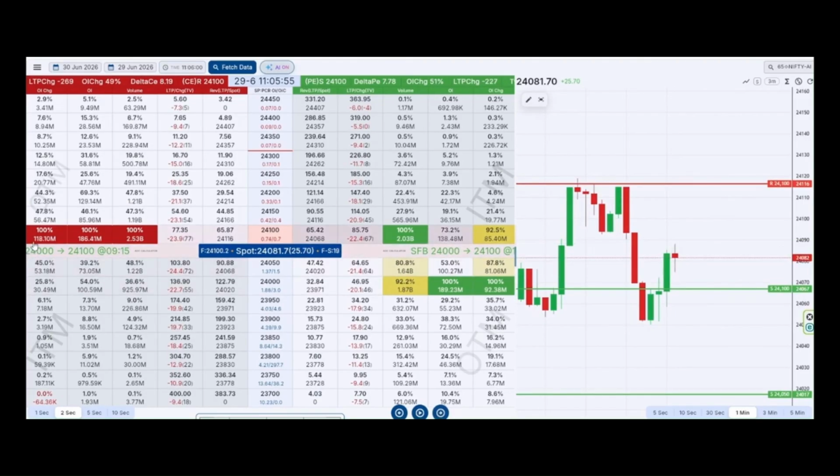If you miss the initial entry, don't worry. Wait for the first pullback and enter only if the top reversal conditions are still valid and the downtrend has already been confirmed. Now, let's check the data again for the entry. You can see that the counter positions are still increasing. These counter positions indicate that the market is likely to witness a strong downward move.